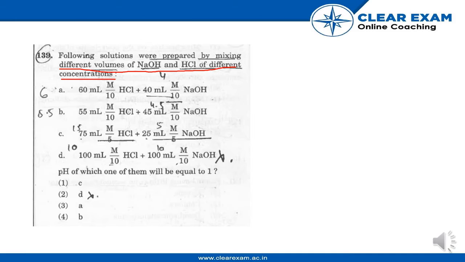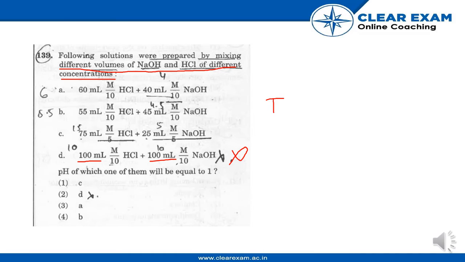pH of which one of them will be equal to 1? Option number 1 C, option number 2 D, option number 3 A, option number 4 B. So as you can see, option D is directly incorrect, because here it is mixing 100 ml of HCl and 100 ml of NaOH, which is not correct, as we have a total solution of 100 ml.